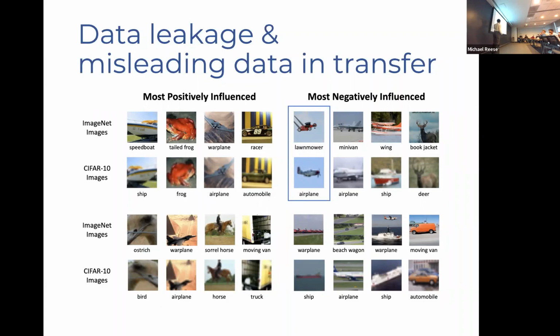You can see a bunch of examples here. On the other hand, if you look at the very negatively influential examples, you start to get very confusing data. Things that hurt your performance are things that are very confusing. For example, there's a lawnmower in the sky. And this hurts your ability to predict airplanes because you don't normally see lawnmowers in the sky.